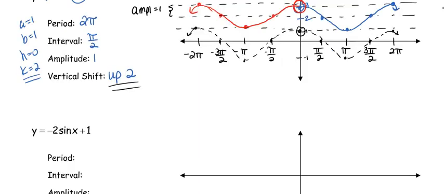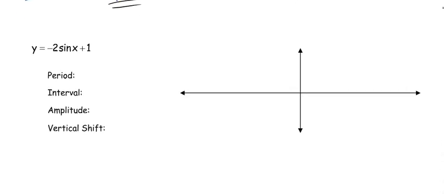Last one. Got a lot more going on here. So we've got an a value of -2, a b value of 1, no h, and a k value of 1. So the b value is what changes the period in the interval. So I'm not making any changes there.